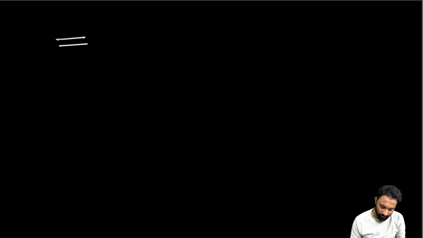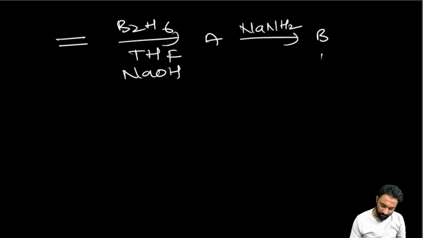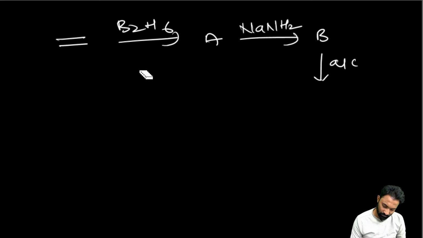Alkene upon B2H6, tetrahydrofuran, NaOH, gives A. This A upon sodium amide gives B. This B upon 2 moles of HBr, alcoholic KOH gives C.